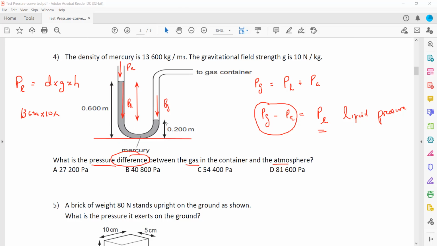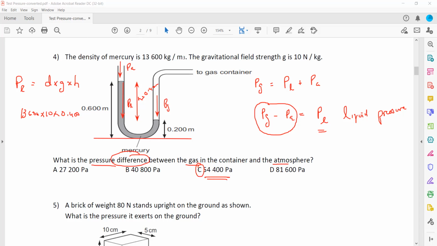From the bottom, the height is 0.2 on the right hand side, and the full height is 0.6 on the left hand side. So what is the difference in the level? That's 0.4. So the height here is 0.4. When you multiply 13,600 by 10 by 0.4, it equals 54,400. So C will be the right answer.